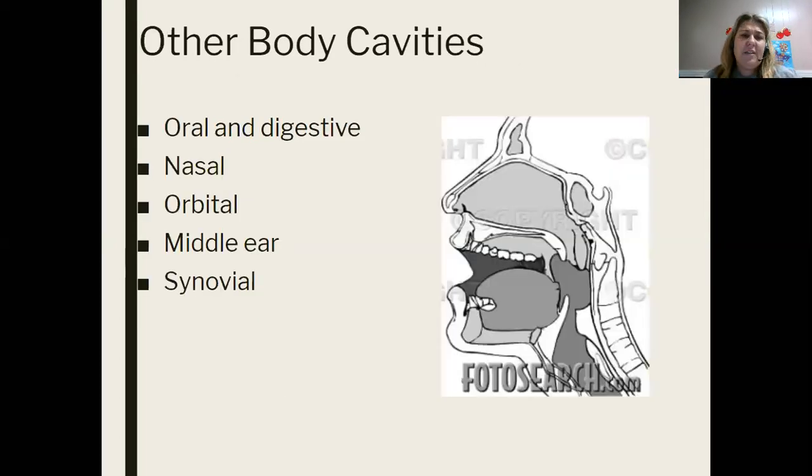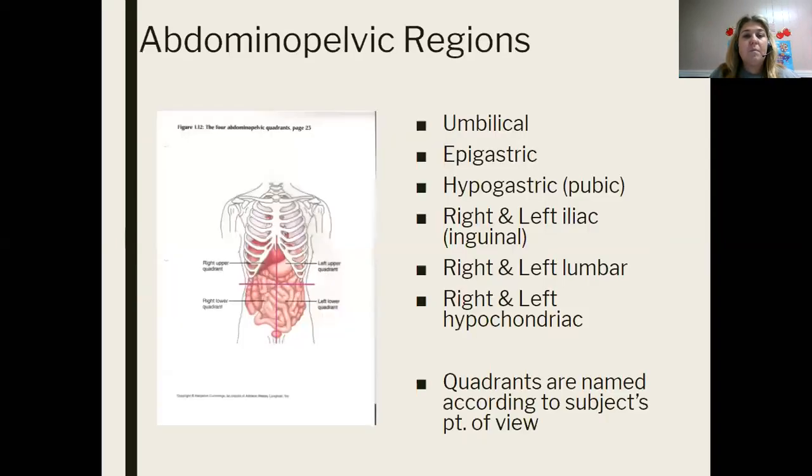Some other body cavities that we see from time to time, and there's others, but these are just some that are a little more common. Oral and digestive cavities, so like your mouth, throat, the nasal cavities. Sometimes if you get a sinus infection, that cavity is infected. The orbital cavity, which is your eye socket, your middle ear cavity, and then synovial cavities are the ones that are around your joints. There are other cavities. These are just the ones that are a little more common.